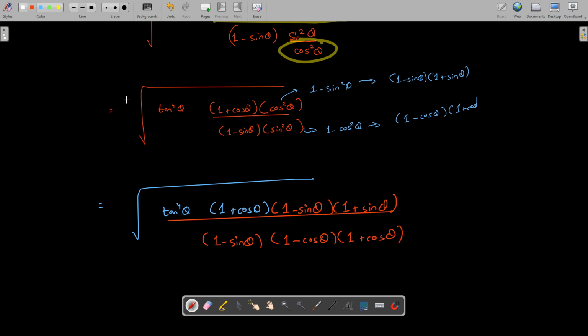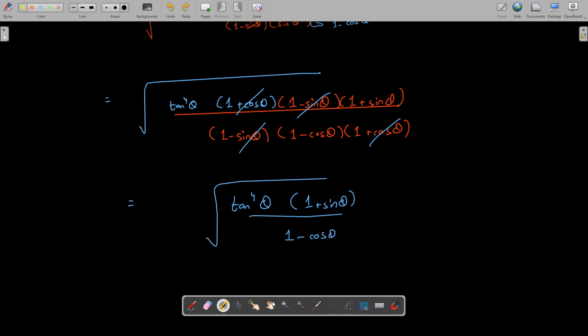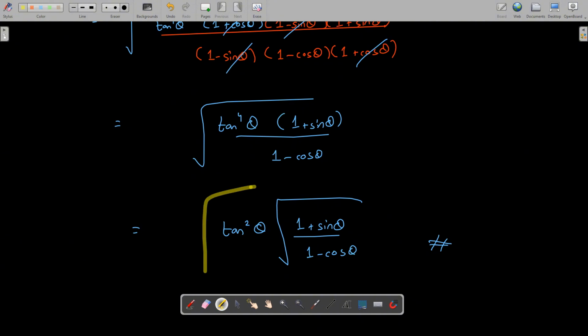All right, so now we can essentially cut out a lot of things. For example, this with this, this with this, and we are left with tan power 4 theta, 1 plus sine theta divided by 1 minus cos theta, square root. So now we can just take this out again and we will get our final expression, tan squared theta square root of 1 plus sine theta divided by 1 minus cos theta. And that's how you prove this expression right here.